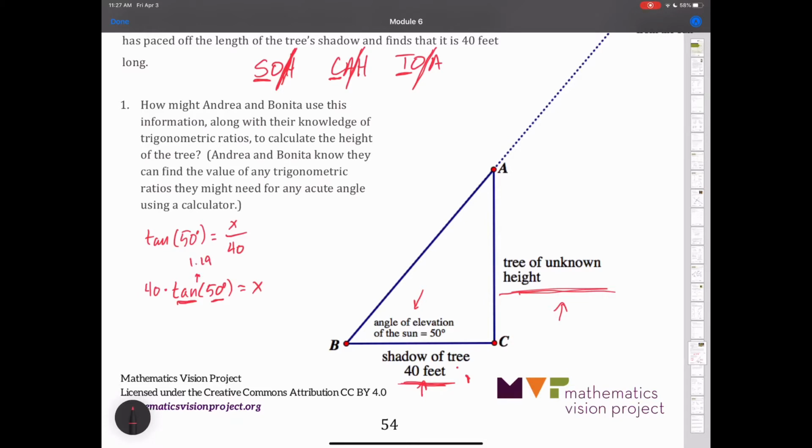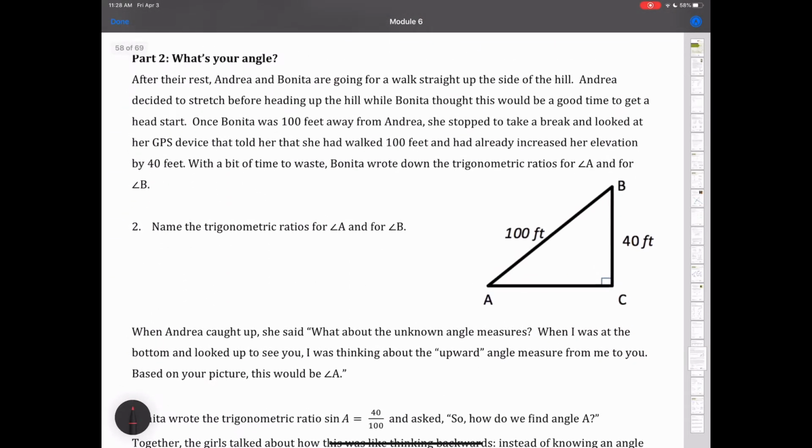Now I can multiply 1.19 times 40, and that gives me the value of 47.6 feet. So the height of the tree, or our unknown here, x, is 47.6 feet. So we were able to find that using a trig function, only knowing an angle and one side. Also, we know that this is a right angle. That's pretty important. Okay, so part 2.